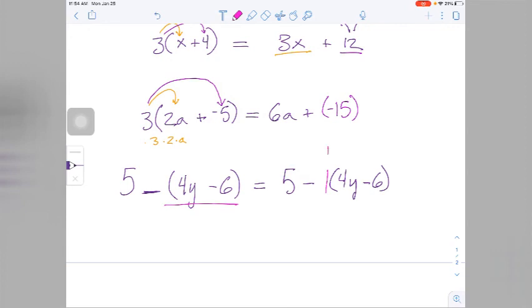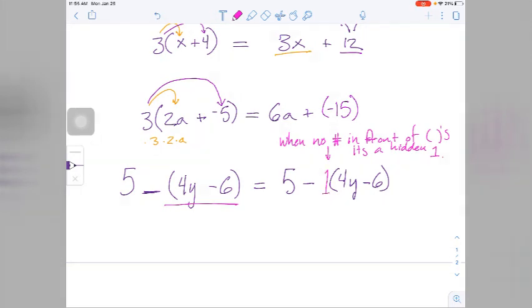So there is a hidden 1. This is the thing that we want to talk about. When there's no number in front of parentheses, it's a hidden 1.